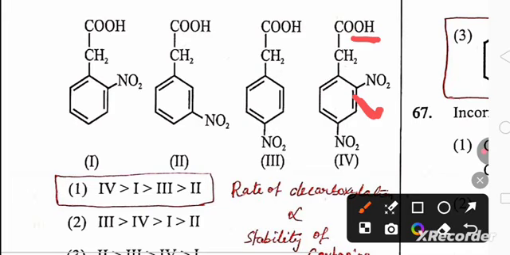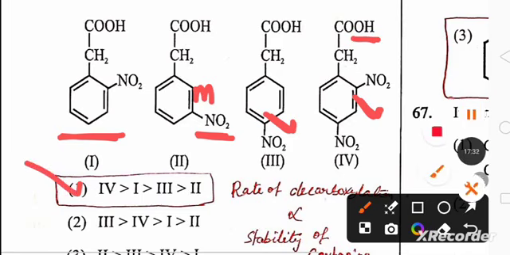Then second is option 1, where the nitro group is present at the ortho position. Then the next one is the compound where the nitro group is at the para position, and the least one is the nitro group present at the meta position. So option 1 is the right answer for this question.